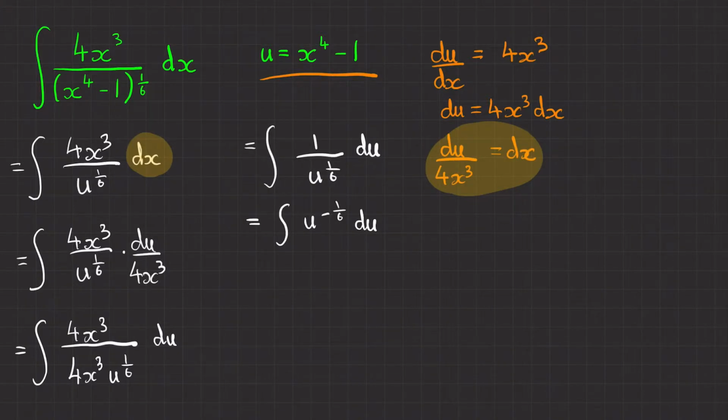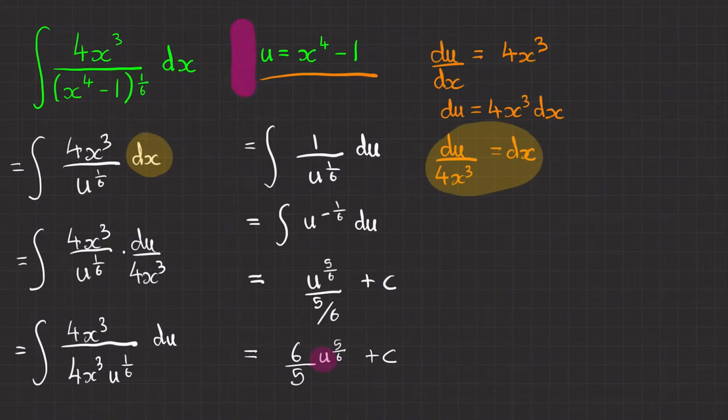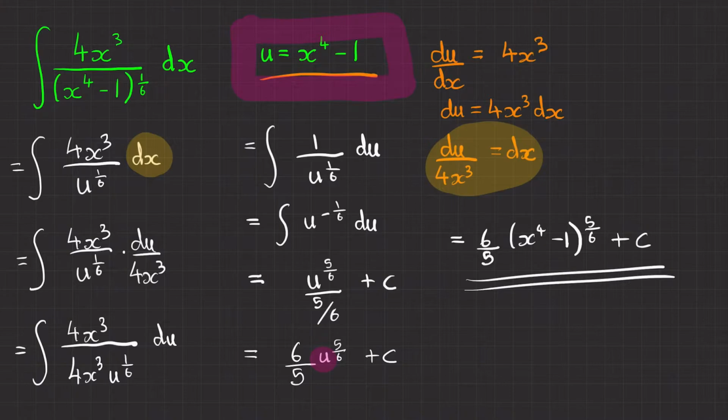Then we can integrate now, so we'll have equals. We'll add 1 to the power, so we'll have u to the power of 5 over 6 all over 5 over 6 plus c. Tidy this up a bit, so we'll have equals 6 over 5 lots of u to the 5 over 6 plus c. Now we've simplified it as much as we can go, what we need to do is substitute that u value back into place, giving us 6 over 5 lots of x to the 4 minus 1 all to the power of 5 over 6 plus c. And there's our answer.